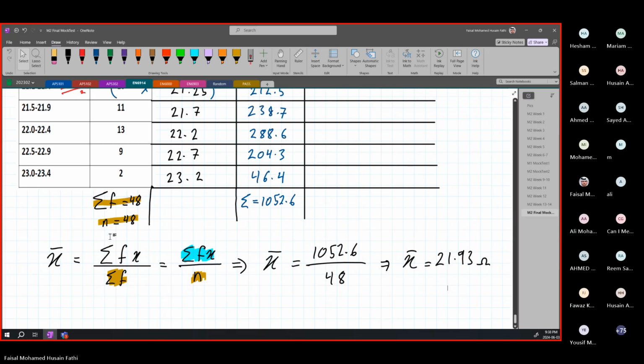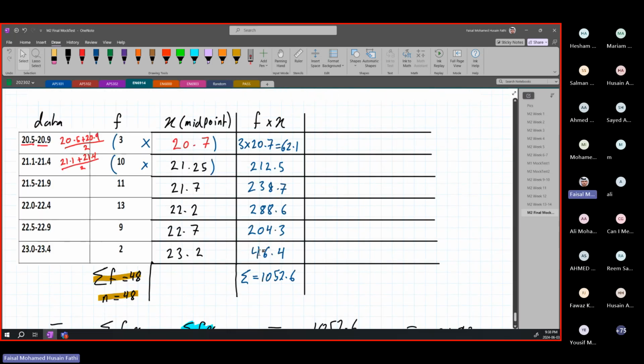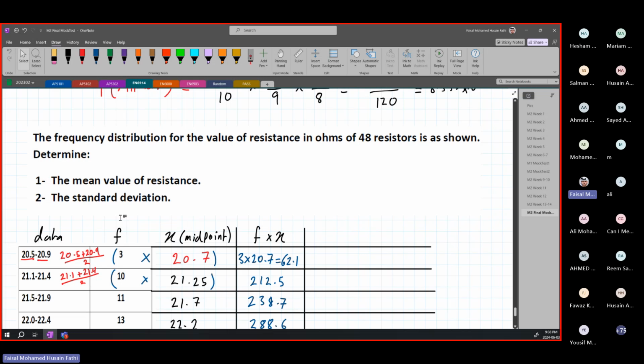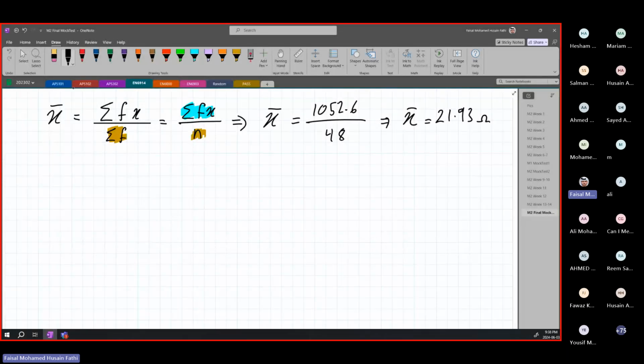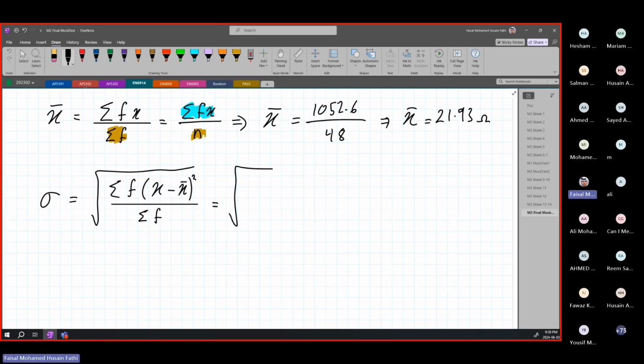Okay. Now, this is for finding the average, which was very straightforward. What about standard deviation? Again, the equation is most probably going to be given to you, but just in case, standard deviation is equal to the square root of the summation of f times (x minus x bar) squared, divided by our sigma f, or in other words, the same thing but over n.